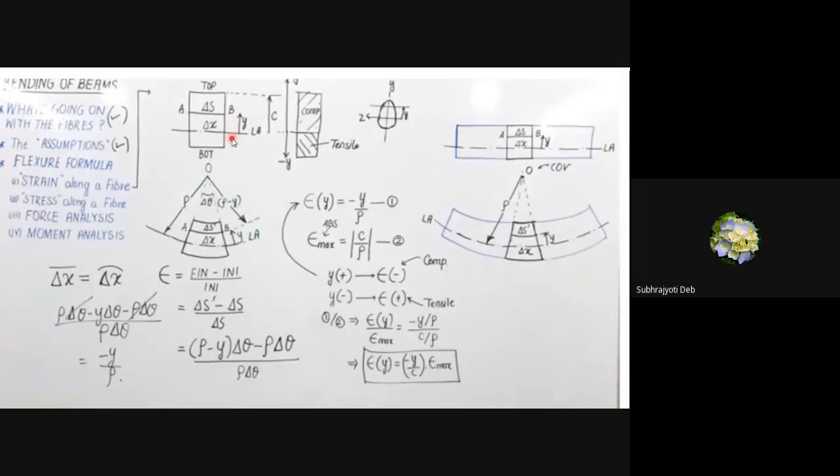distance y. So this equation is for this distance y for this fiber AB. Okay, and C is for the top fiber. Let us say this is fiber PQ. So the distance is C. That is the depth is C. So if in place of Y, it is C, so it is maximum strain. The topmost fiber, the maximum strain.